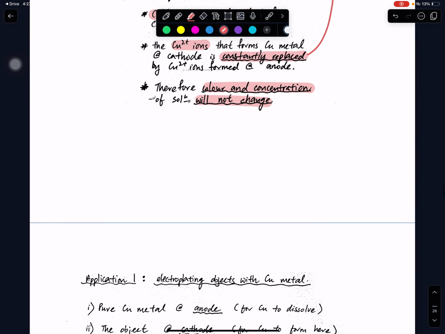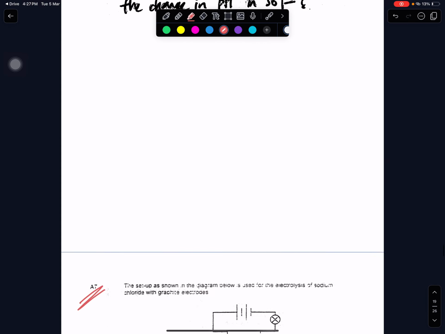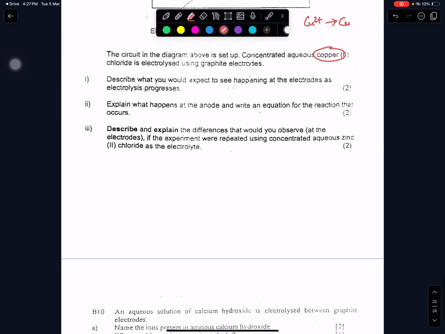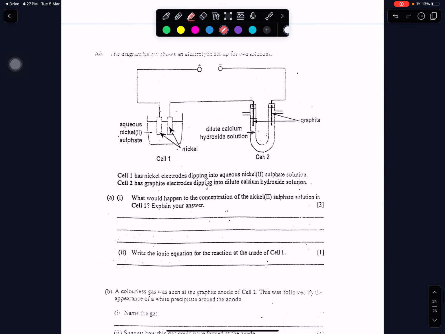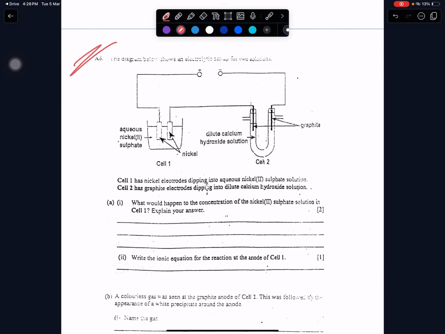Let me show you guys which questions you can let them try. You can let them try this question over here. This is on page 24. Once they have done this, then you can go back to the notes.